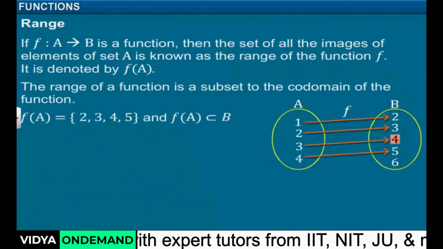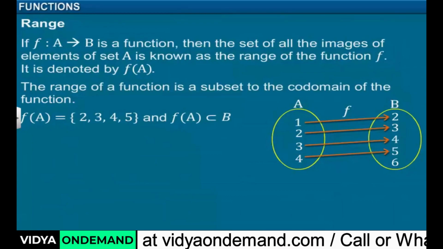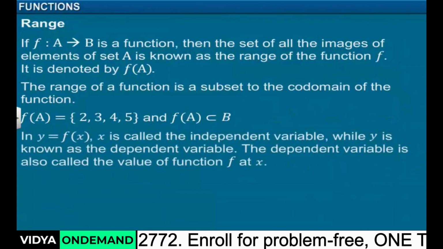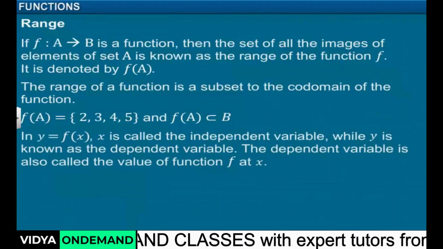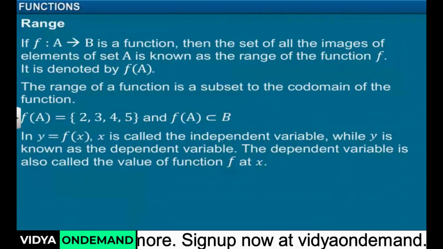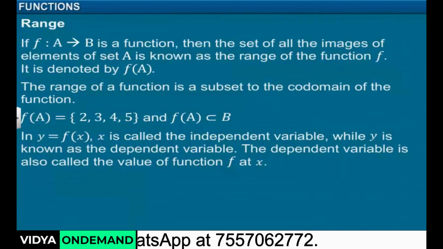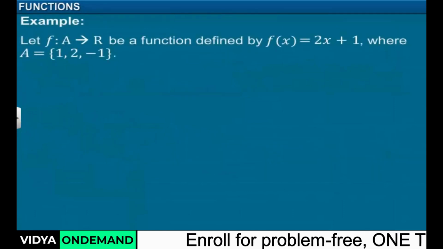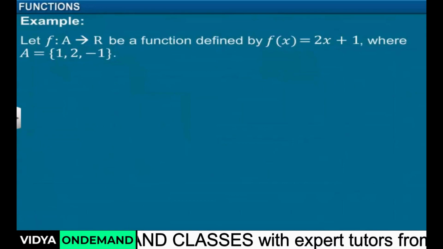In y is equal to f of x, x is called the independent variable, while y is known as the dependent variable. The dependent variable is also called the value of the function f at x. Let us consider a function f from A to R defined by 2x plus 1, where A is a set having the elements 1, 2, and minus 1.